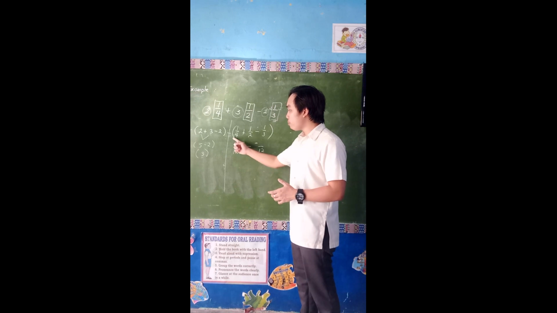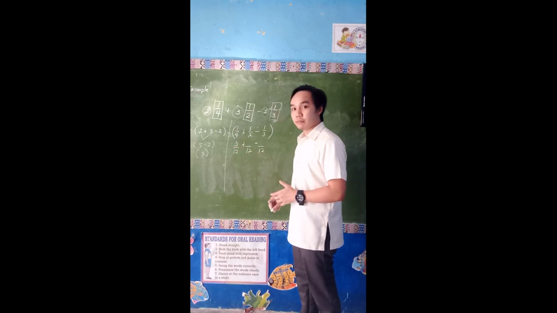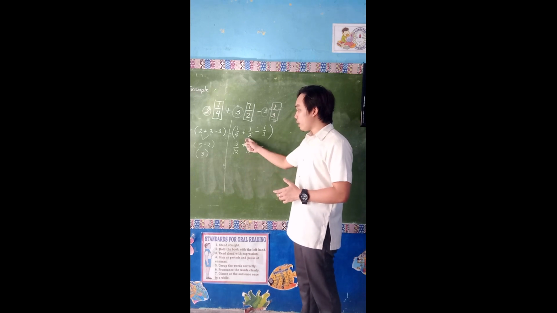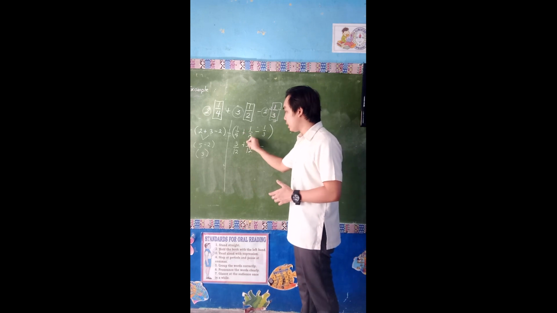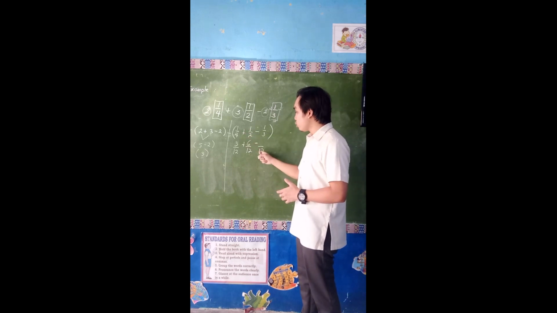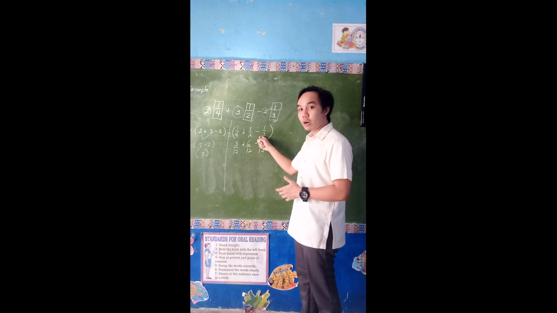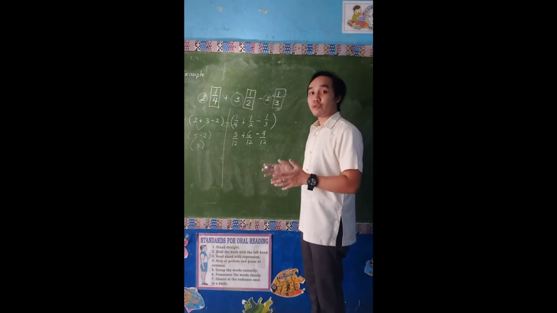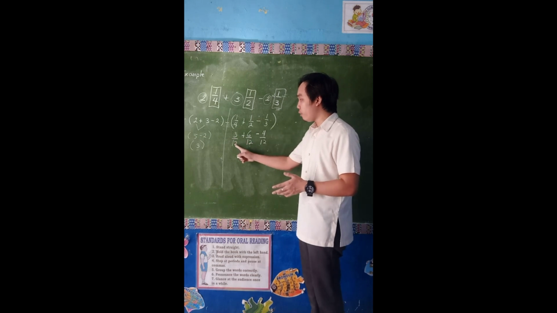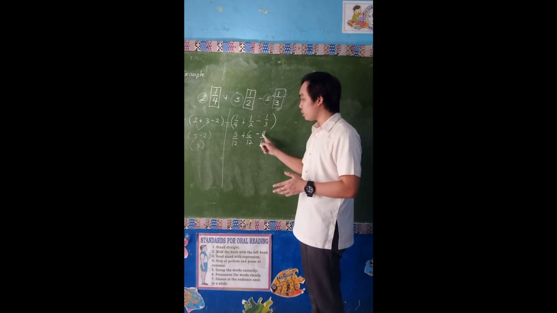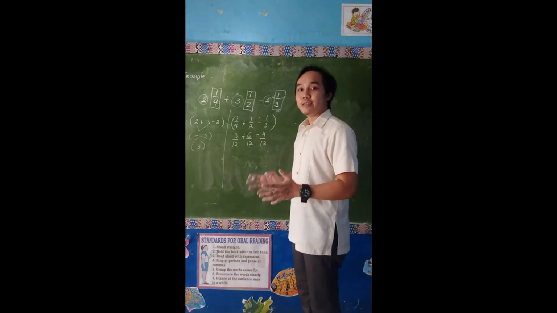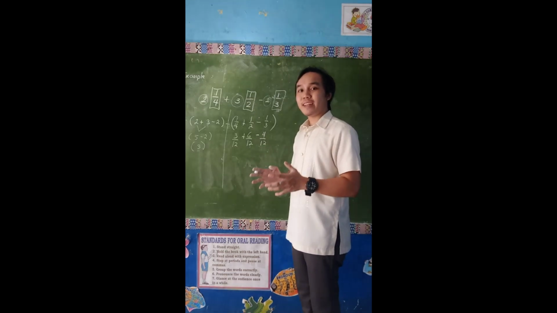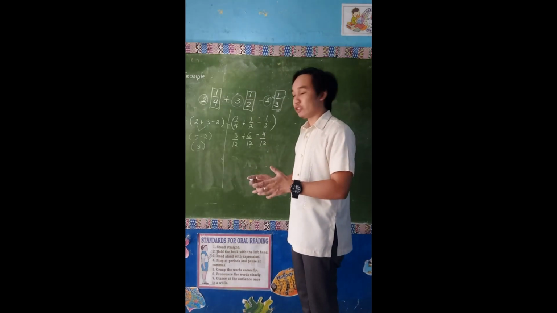So 12 divided by 4 is 3, times 1, we have 3. Then 12 divided by 2 is 6, multiplied by 1, that is 6. Then 12 divided by 3 is 4, times 1, we have 4. Now our new set of fractions is 3 over 12 plus 6 over 12 minus 4 over 12. Since we have the same denominator, we can easily perform this operation.